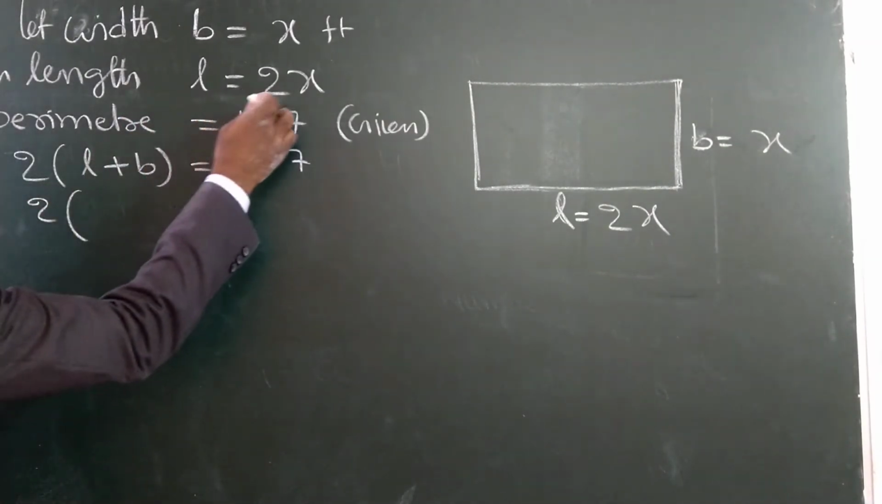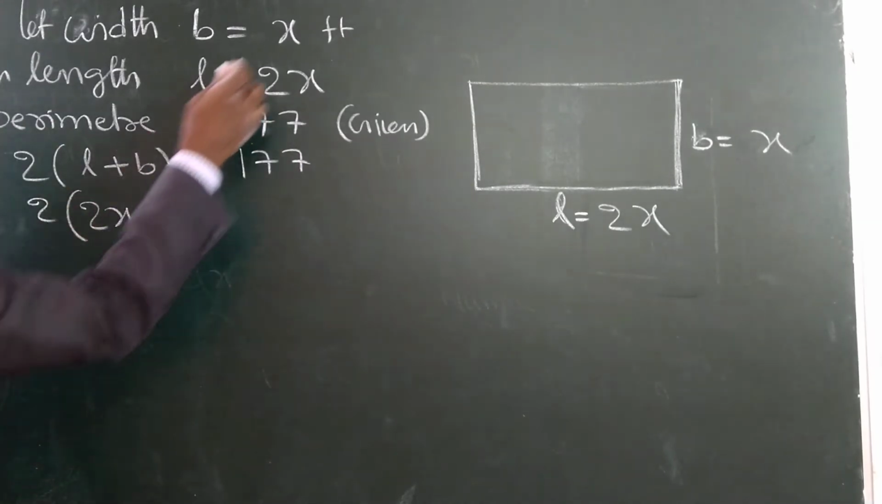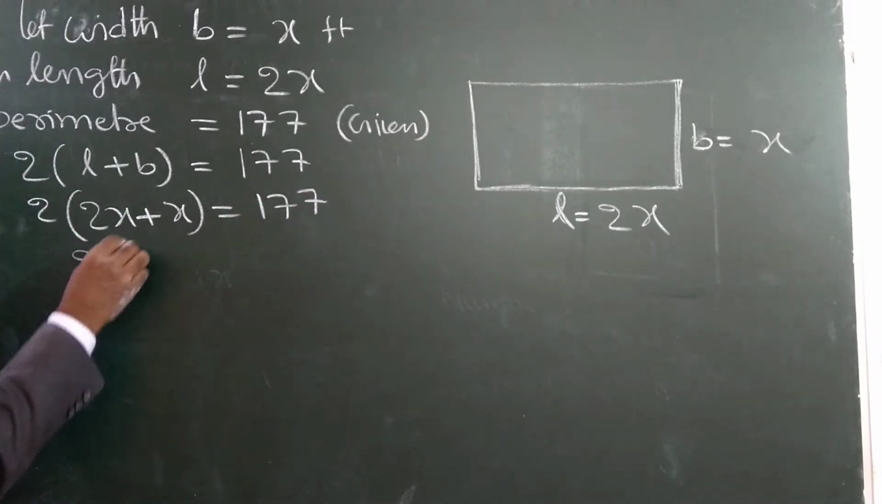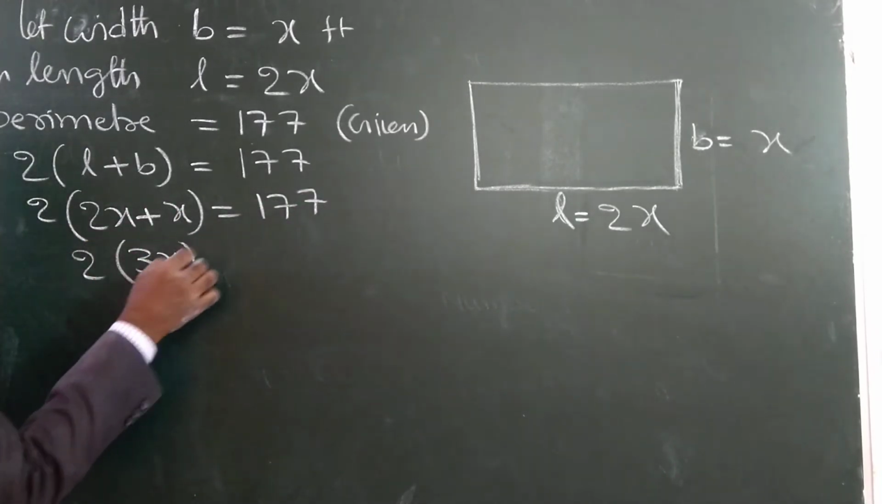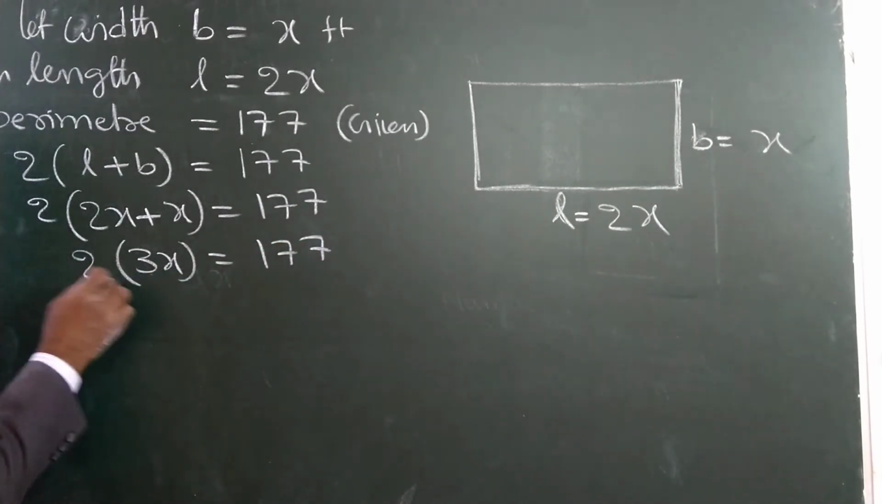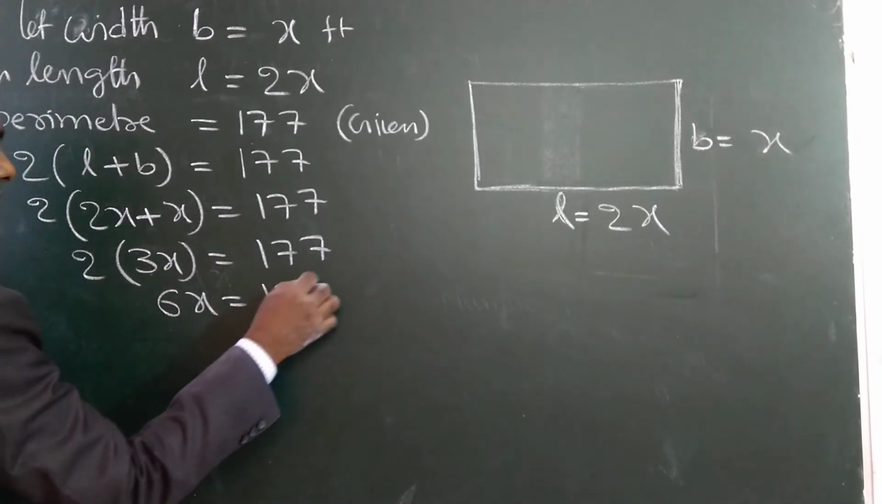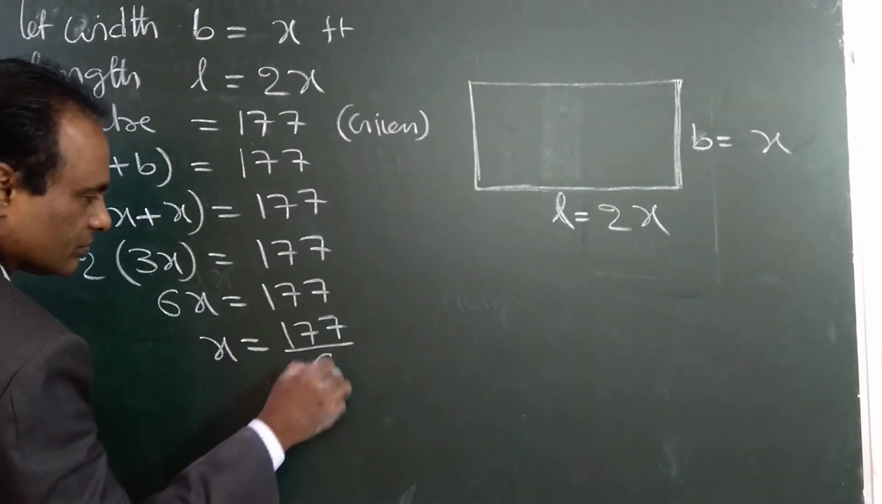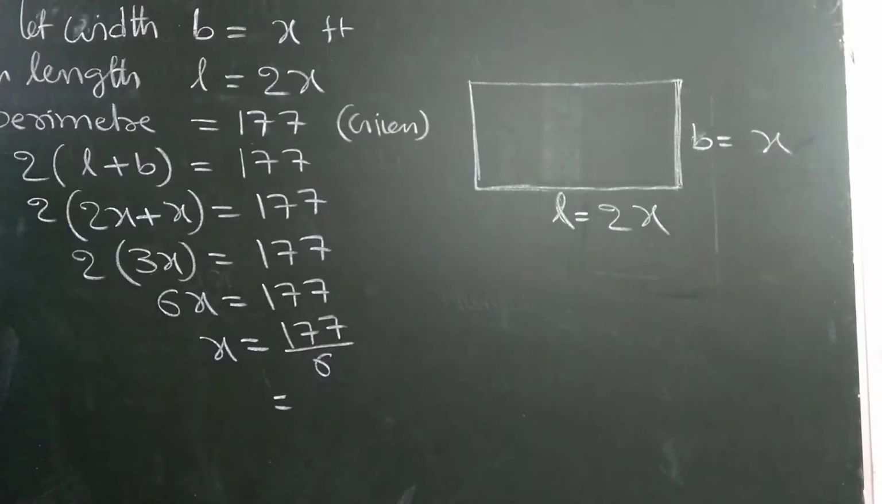Length is 2x, breadth is x. 2x plus x is 3x. 3 twos total 6x. x is equal to 177 by 6.